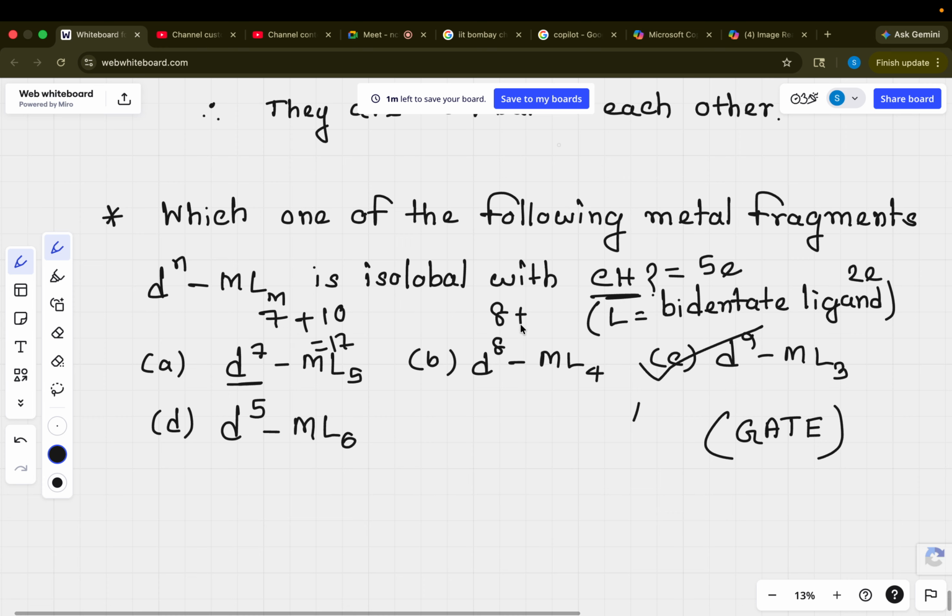Here it will be 8 plus 8, so it will be 16. Here it will be 5 plus 12, so again it is 17. And if you see here 9 electrons from your metal center, and you have 3 ligands, each donating 2 electrons, it is becoming 6, so 15 electrons. So option C, that is the correct answer. Good. So we are done with this isolobal concept.